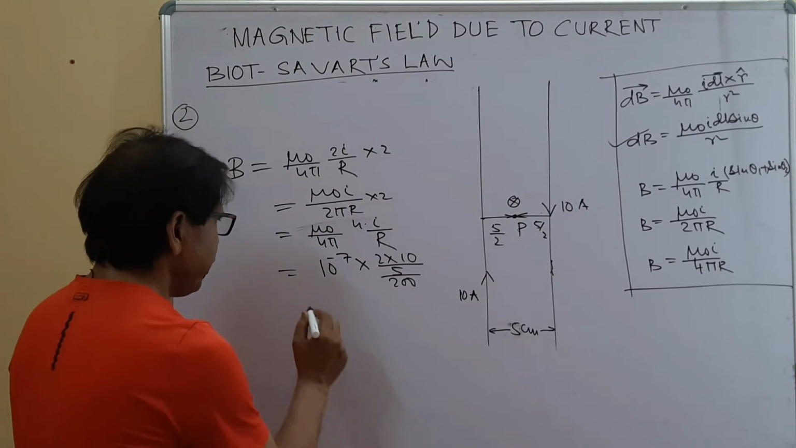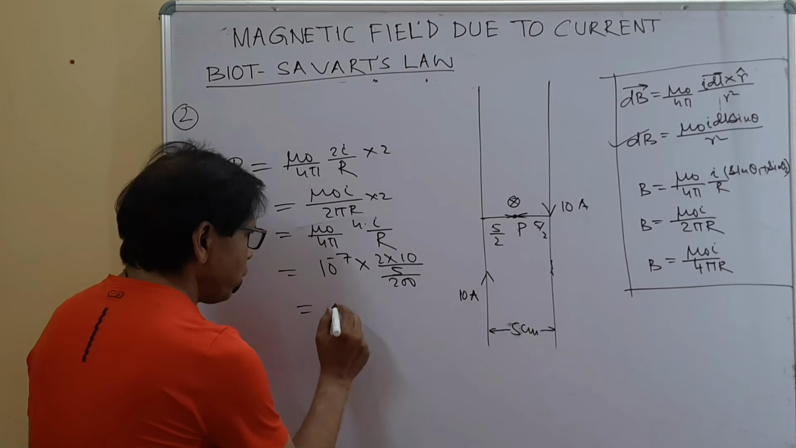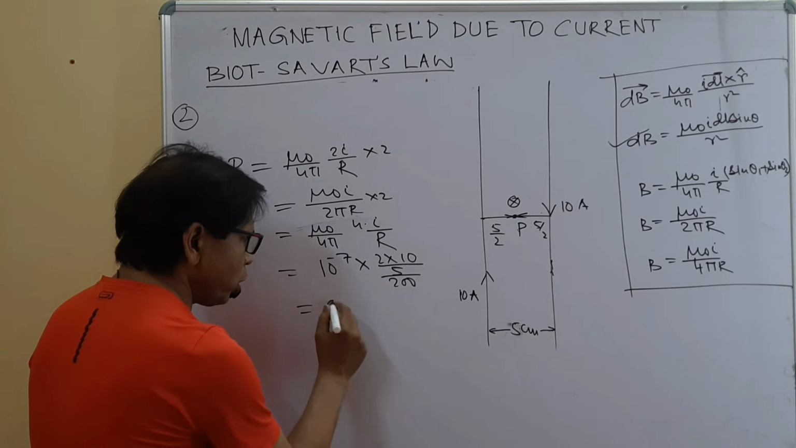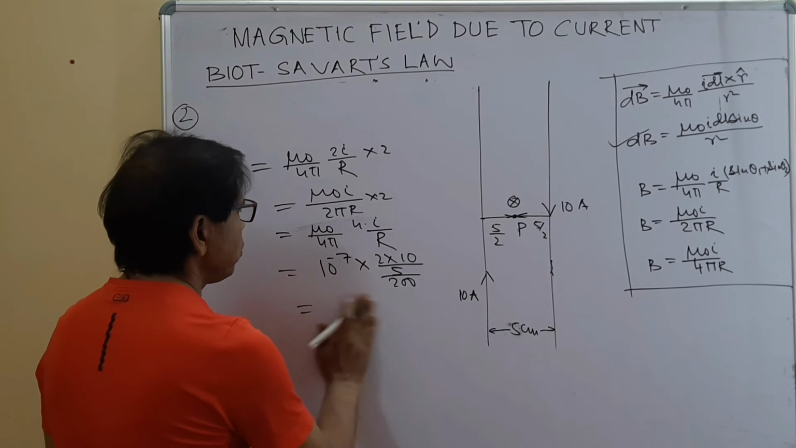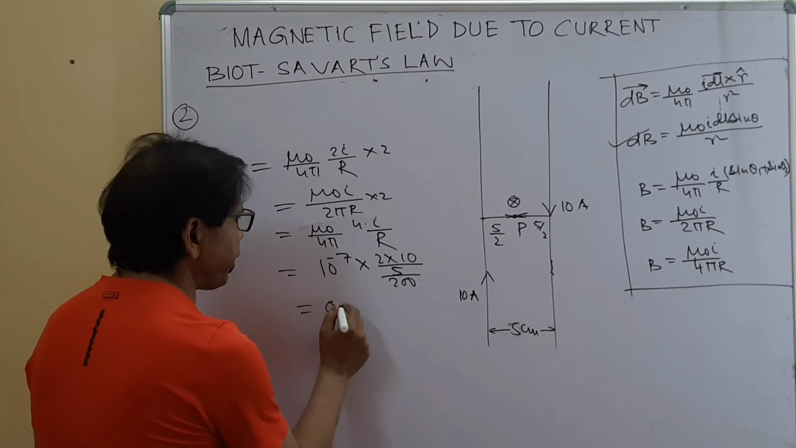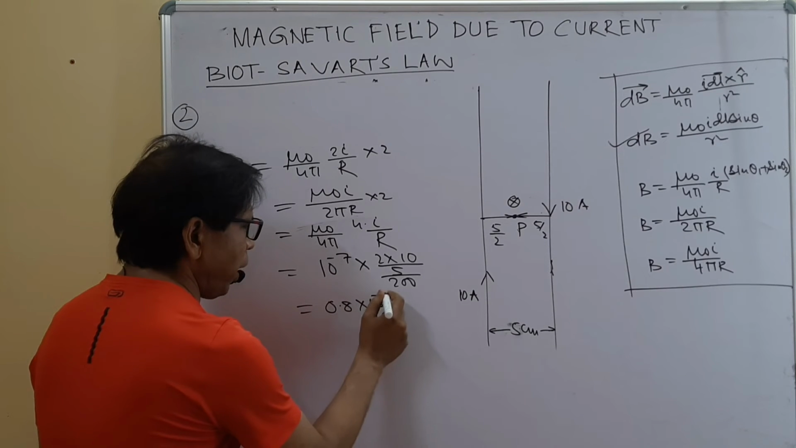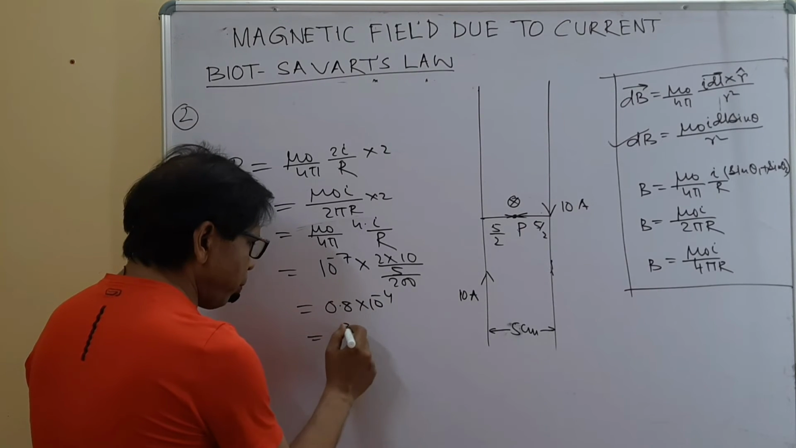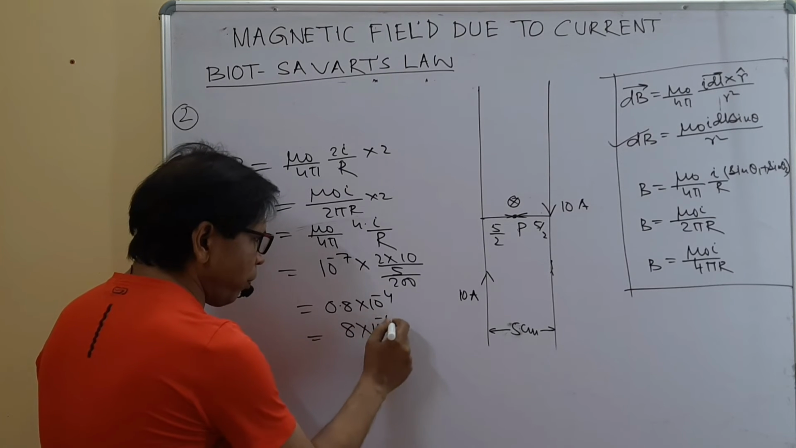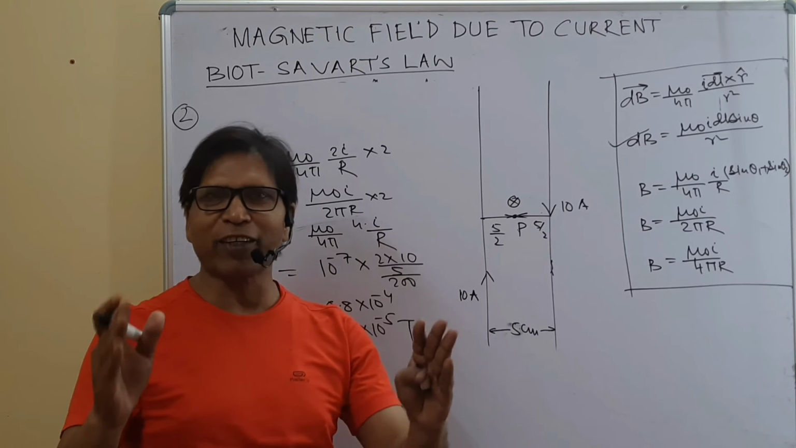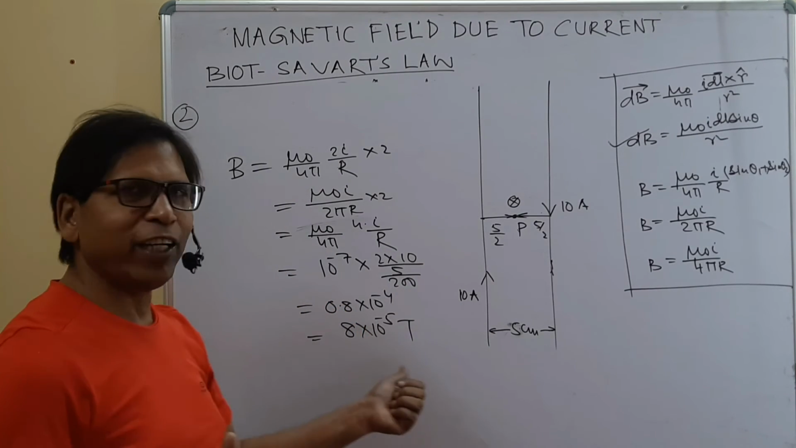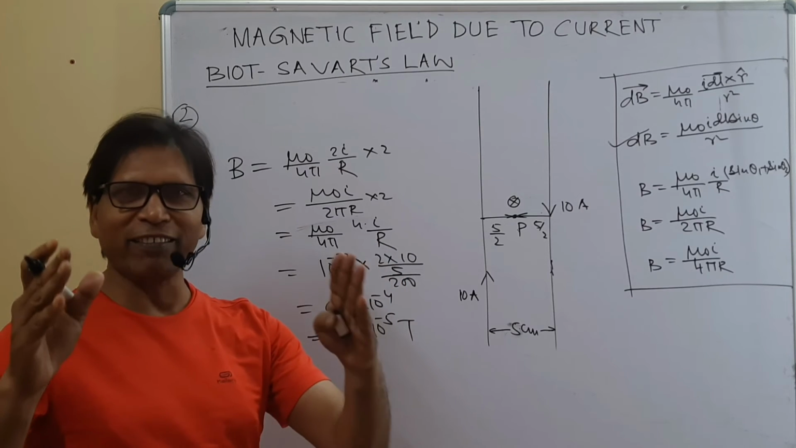So the magnetic field becomes 0.4, this is 0.8 into 10 to the power minus 4. So this is 8 into 10 to the power minus 5 Tesla. So the magnetic field due to the straight conductor is 8 into 10 to the power minus 5 Tesla.